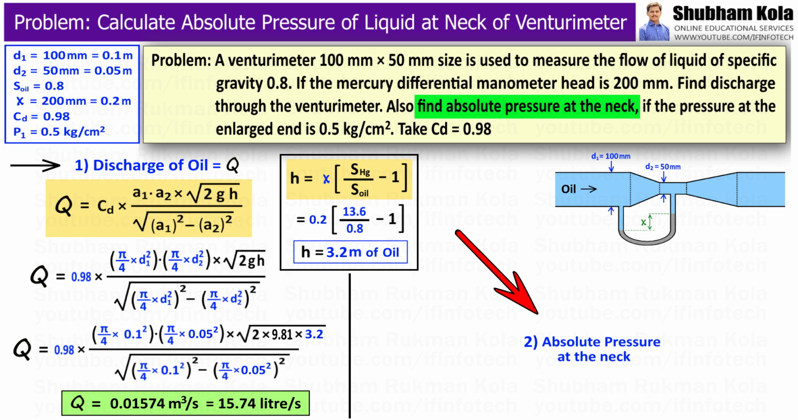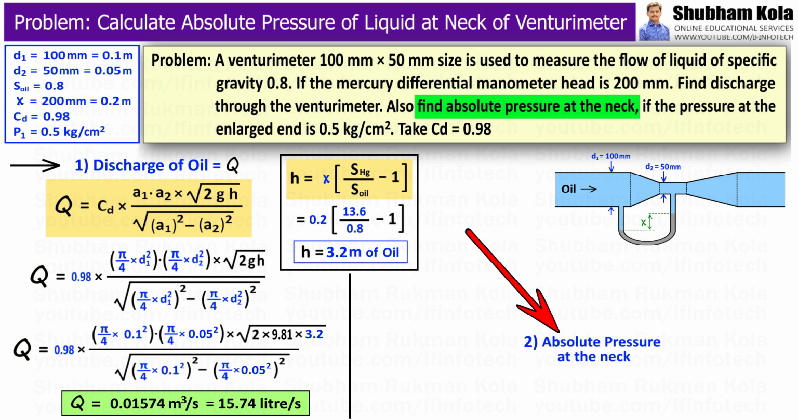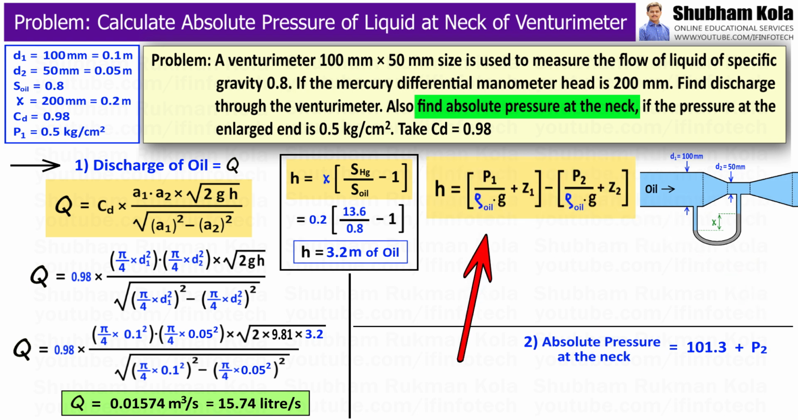Next we want to calculate the absolute pressure at the neck, if the pressure at the enlarged end is 0.5 kg per centimeter square. We know that absolute pressure equals atmospheric pressure, that is 101.3 kilopascal, plus gauge pressure. So to calculate the absolute pressure at the neck, first we need to calculate the gauge pressure at the neck. We can calculate the gauge pressure at the neck with the help of another small h formula, because the value of small h we have already calculated as 3.2 meter of oil.